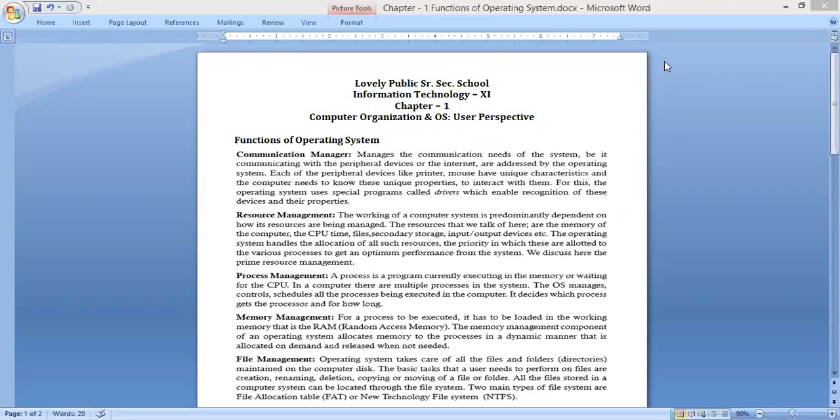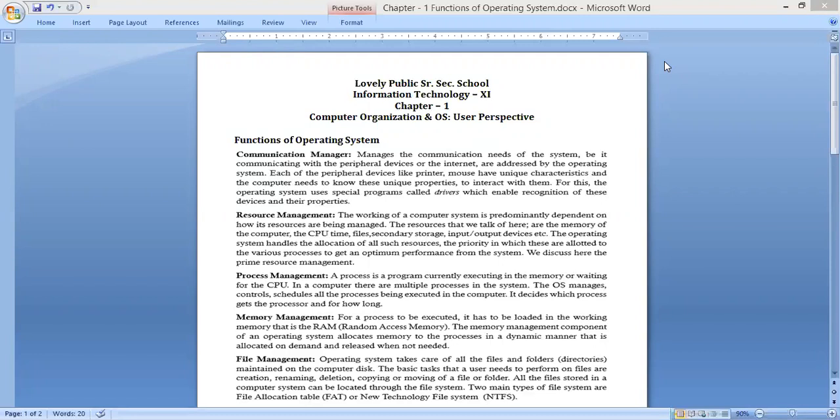Next is memory management. Whatever data we enter, firstly it goes to RAM, and after saving it, it will move to the hard disk. That is the task of memory management, that how much memory will be occupied by a particular file or data, how it will be stored, and where it is to be stored.